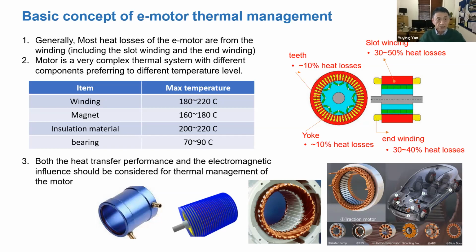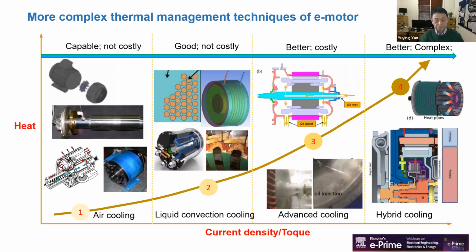The conventional water jacket cooling is probably not enough for effective thermal management, or we need a more accurate cooling, that is direct cooling to the winding. Therefore, thermal management for the e-motor has become more complex. The advanced cooling methods, including forced convection, jet impingement, and spray cooling, should be considered.